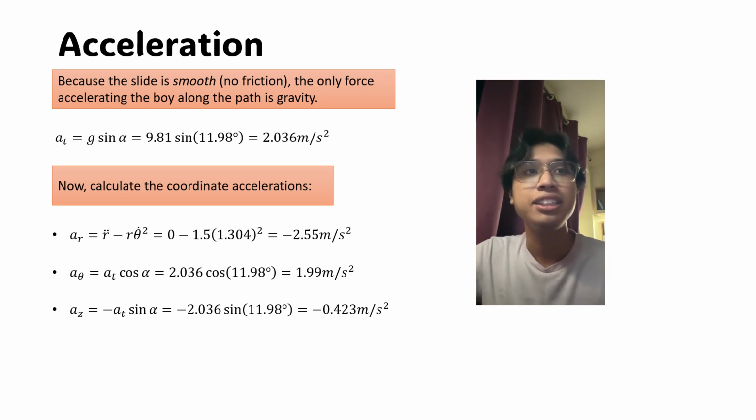For theta acceleration, the acceleration is obtained from the rate of change of angular velocity. After substitution, we obtain the theta acceleration of 1.99 meters per second squared. For the vertical acceleration, we evaluate the z component of acceleration based on the motion of the boy along the spiral path. By substituting the values, A sub z is equal to negative 0.423 meters per second squared.